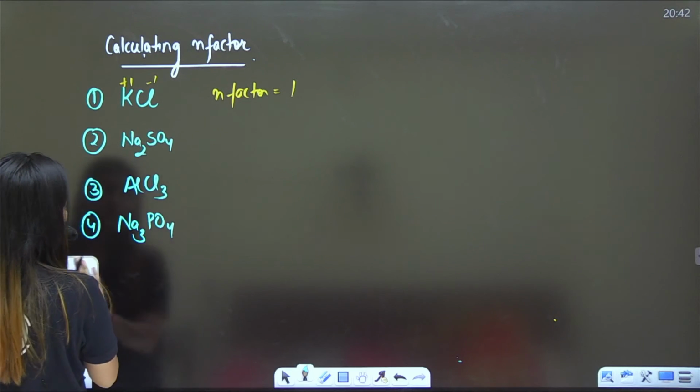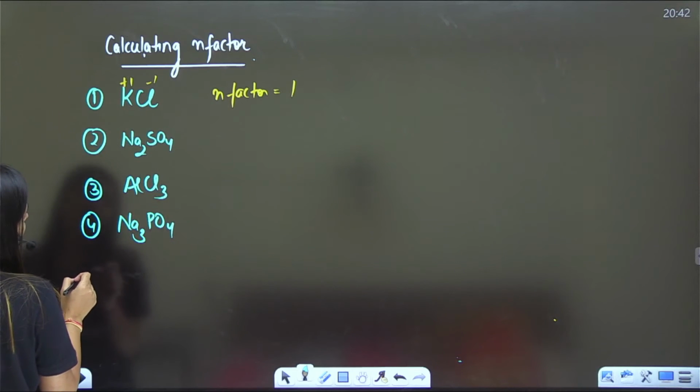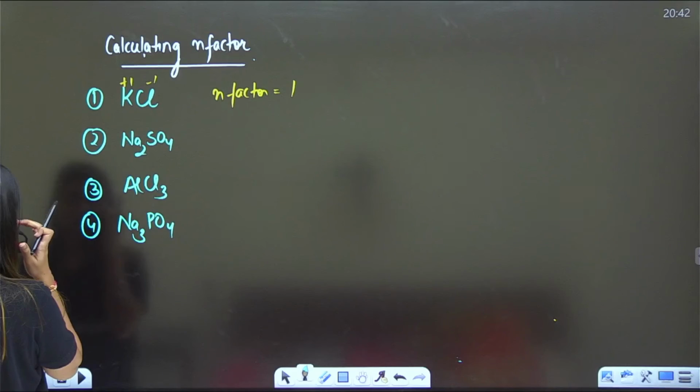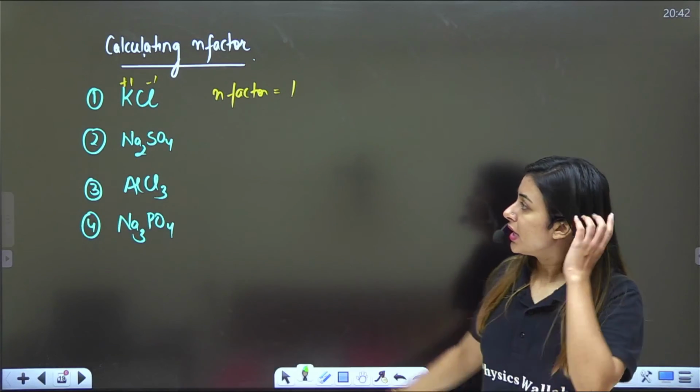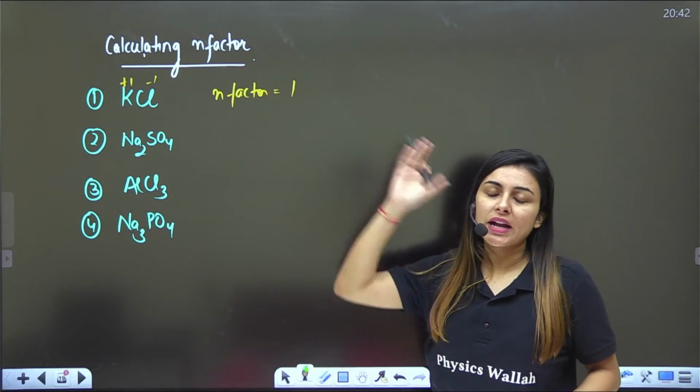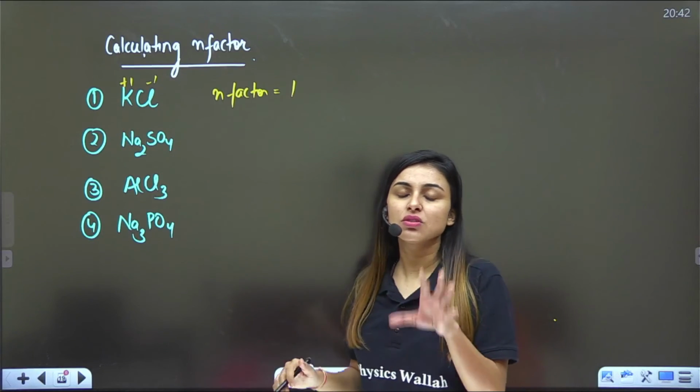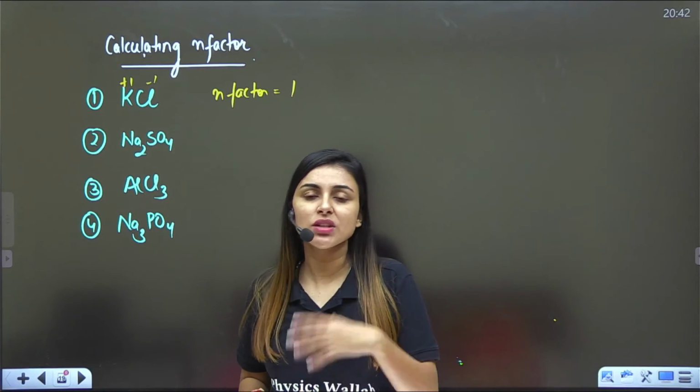No, don't write this. Na3PO4, and let's take what or other. Okay, we'll go with these. I hope you will understand these. Okay, now if I have told you how to calculate the n factor, you just have to see the total positive charge or the total negative charge, you can find the n factor.